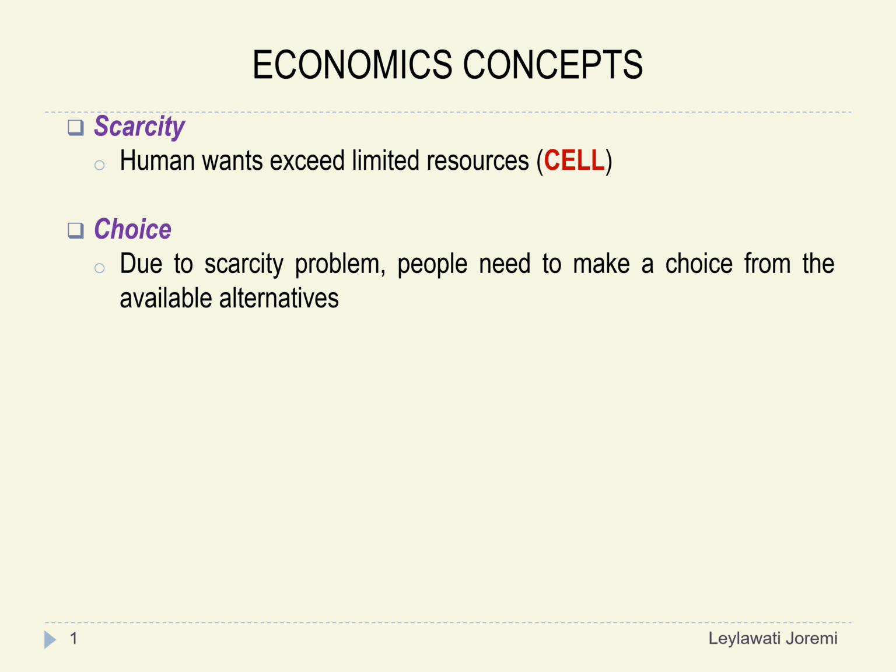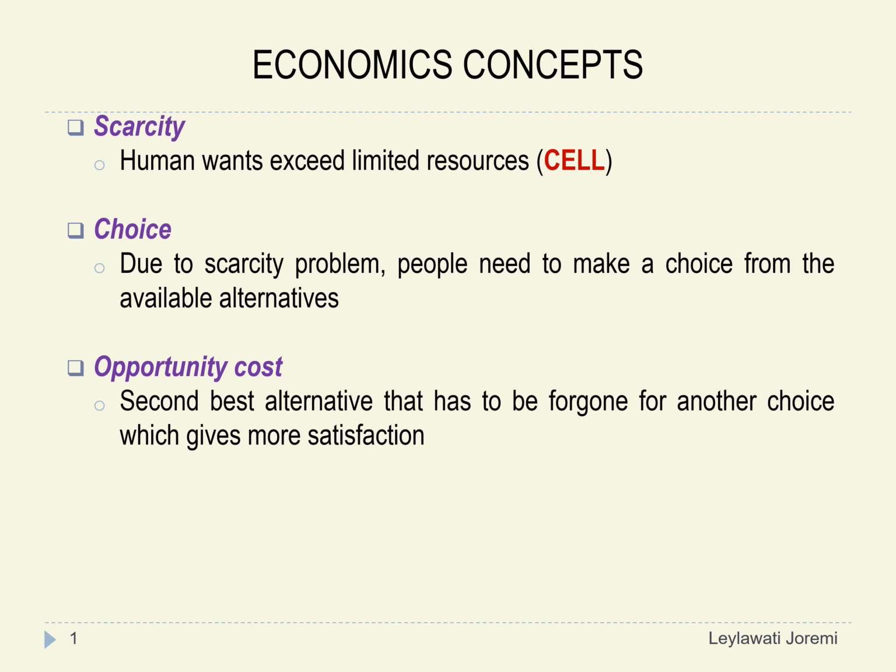Due to the problem of scarcity, people need to make a choice from all other options, because we cannot get all. Understand? Remember, our desire is unlimited, but we have limited resources. We cannot take all, so we need to make a choice. When we make a choice, there will be an opportunity cost, which refers to the second best alternative that we have to let go because we prefer the first choice that we believe will give us more satisfaction.